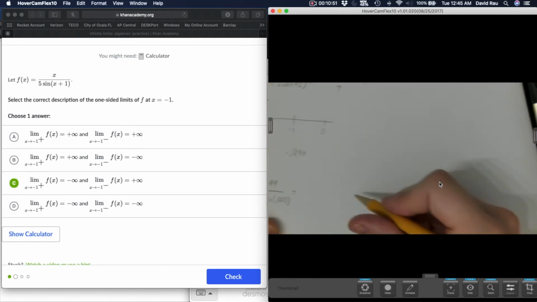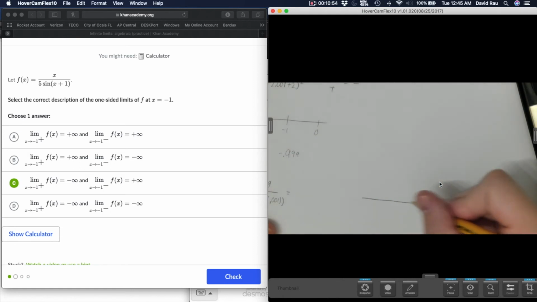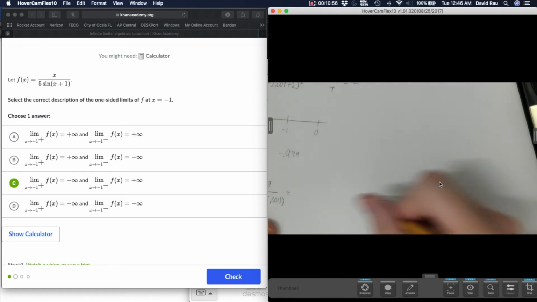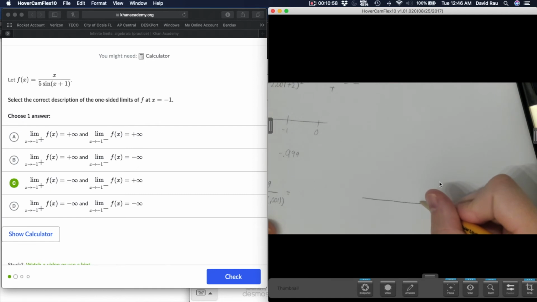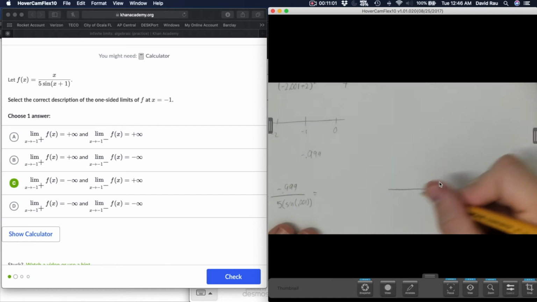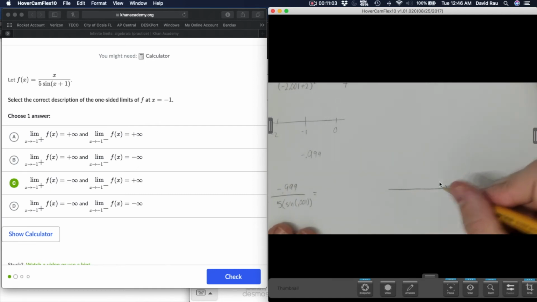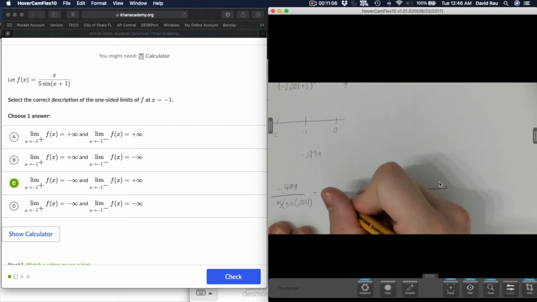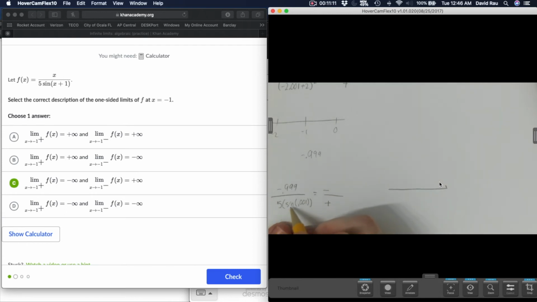Now the thing about sine, here's what you need to remember. Sine is a y value, so if you plug in sine of a positive, very small y value, you've moved that far. Okay, now that y value is still moving up though. So this is essentially a negative over a very small positive because you have 5 times a positive number.